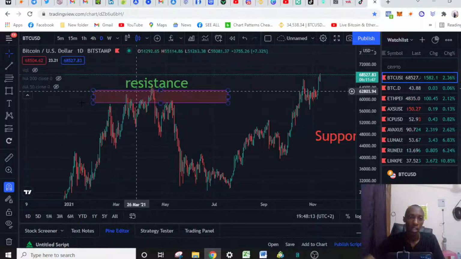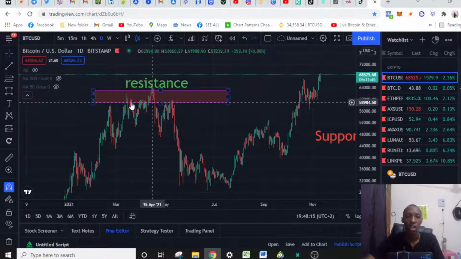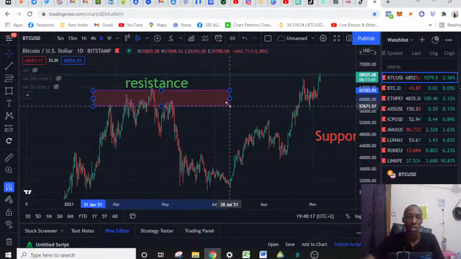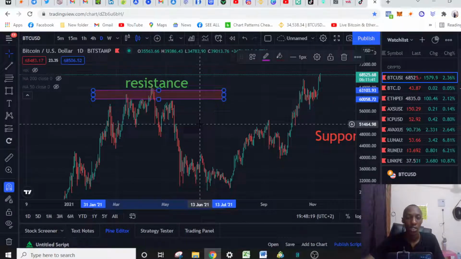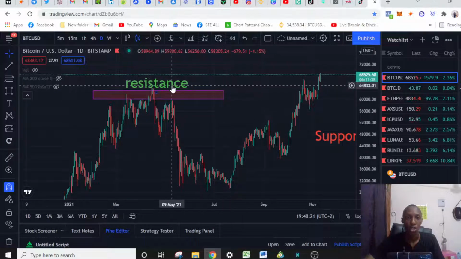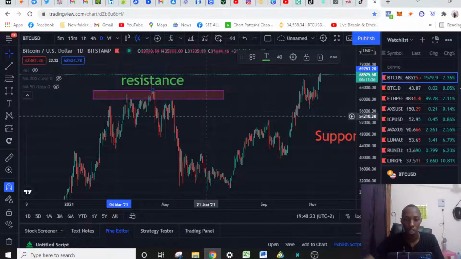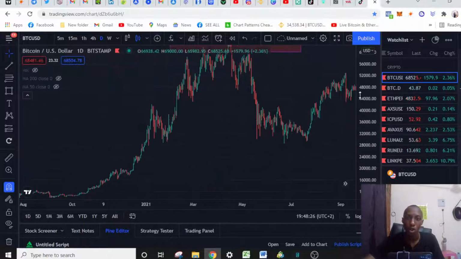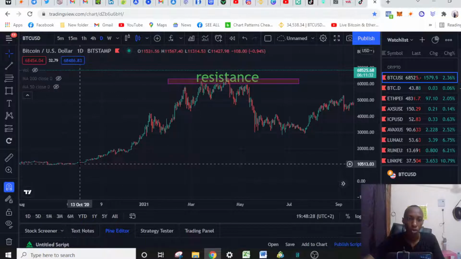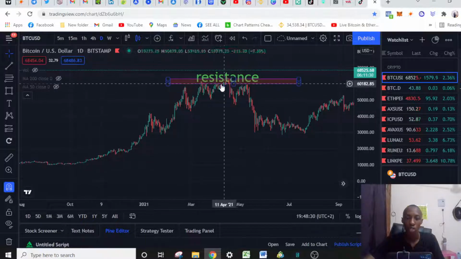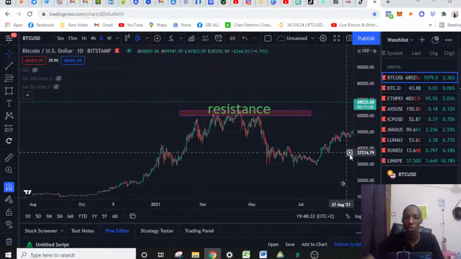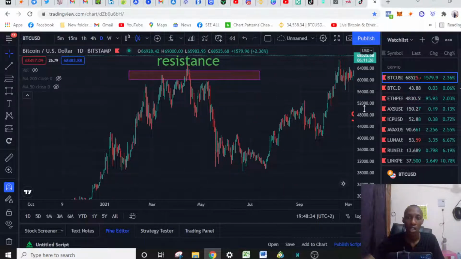And in this scenario, this is where we say we have selling pressure. So resistance is basically selling pressure. People want to sell their coins. People who bought down here want to sell now. They have gotten to the point where they say, I have enough profits, let me sell.